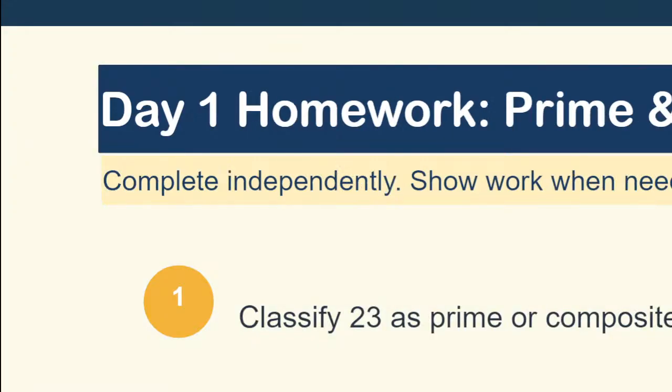It's the homework for prime and composite numbers. Number 1, classify 23 as prime or composite, explain. 2, classify 25 as prime or composite, explain. And number 3, classify 37 as prime or composite. And 4, classify 51 as prime or composite. 5, which numbers are neither prime nor composite. 6, circle all prime numbers: 7, 15, 19, 27, and 31.